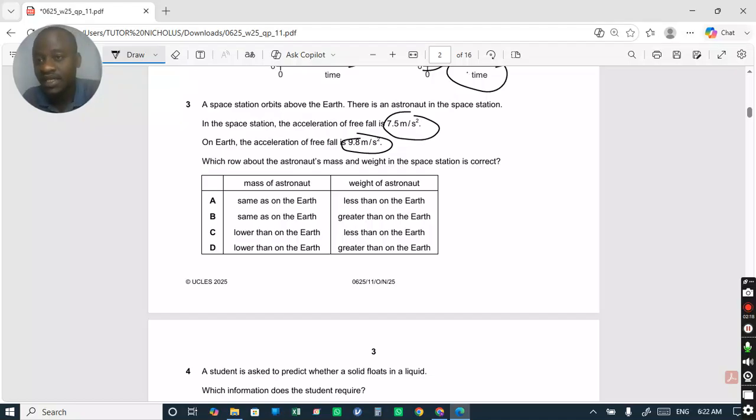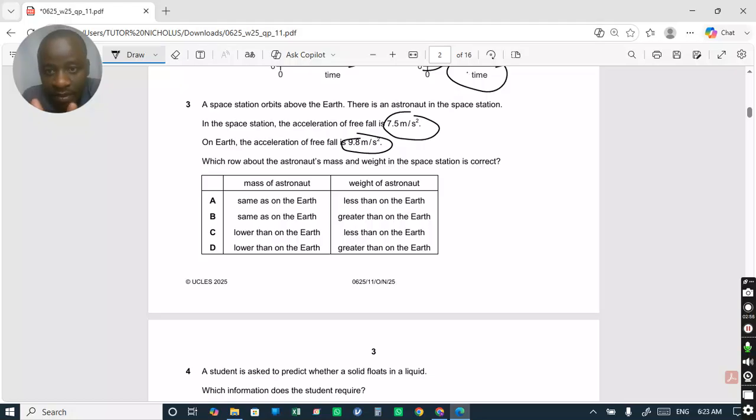All you need to have in mind is that mass is normally the quantity of matter in an object, but it is normally constant regardless of where you measure it. Whether you measure it on Earth, on the Moon, on Jupiter, or any other space, it will be constant. But the weight normally varies due to the different gravitational pull of each place. So in this case, our acceleration of free fall, which is the gravitational pull, is 7.5 meters per square second, but on Earth it is 9.8 meters per square second. Actually, it is normally approximately 10 meters per square second.